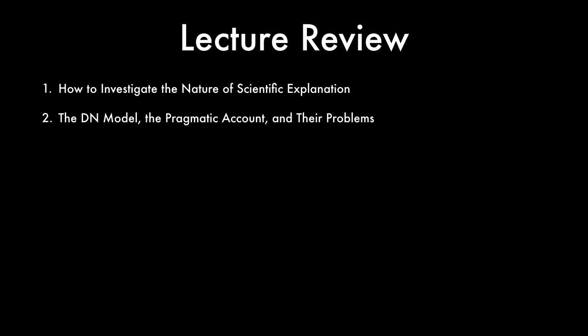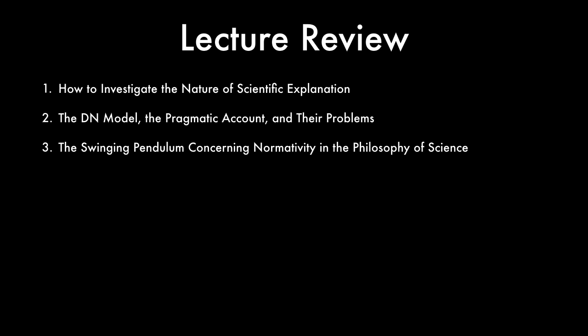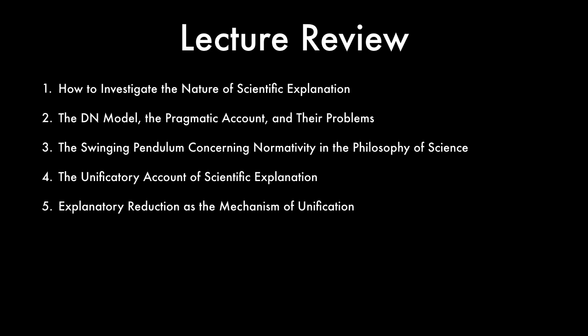In this lecture, we've looked at 8 topics. 1. How to investigate the nature of scientific explanation. 2. The DN model, the pragmatic account, and their problems. 3. The swinging pendulum concerning normativity in the philosophy of science. 4. The unificatory account of scientific explanation. 5. Explanatory reduction as the mechanism of unification.